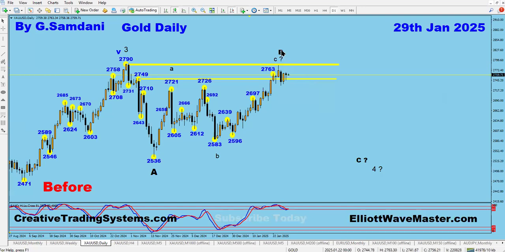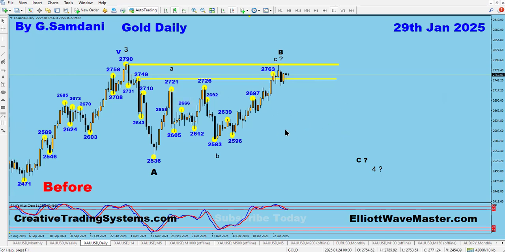Even if it goes a little bit higher and then makes the turn, that will be opening the door for either an expanded flat or a running flat. Expanded flat will come from here to below A, and running flat will come from the high above the wave 3 high to maybe this much, or maybe this low to here, right? You find support and then go to the upside. All right. So this is how it is.